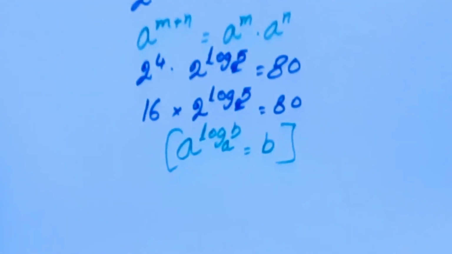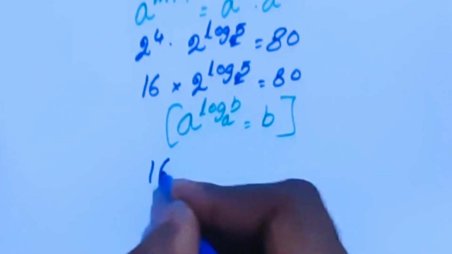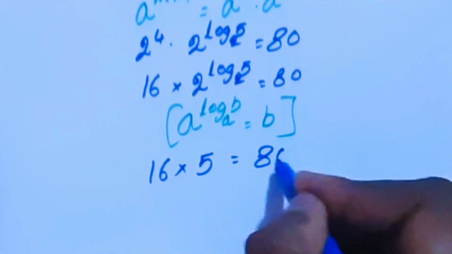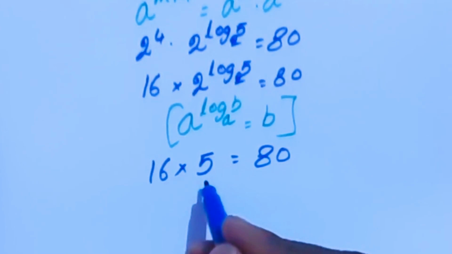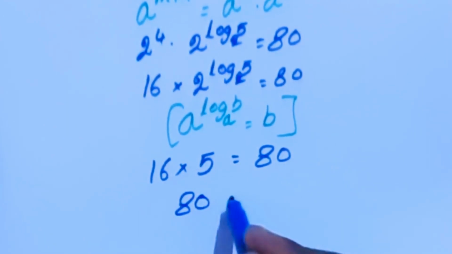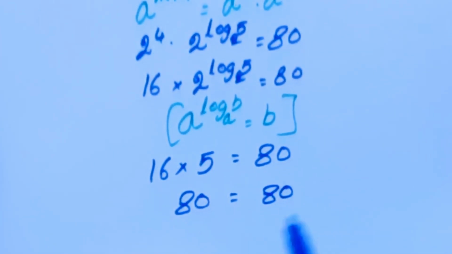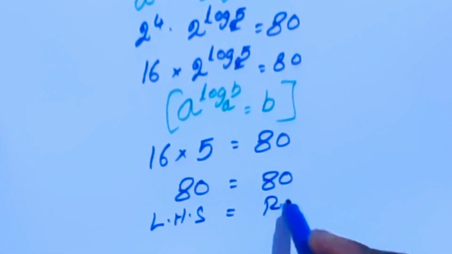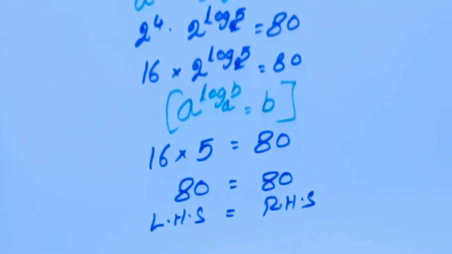So 16 times this is 5 equals 80. Now 16 times 5 is 80, equals 80. So LHS equals RHS. This is verified.